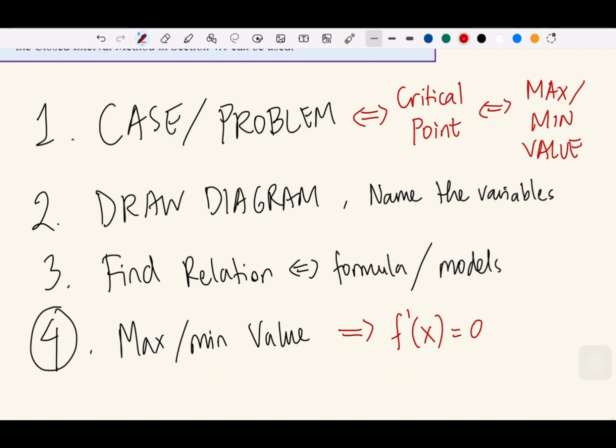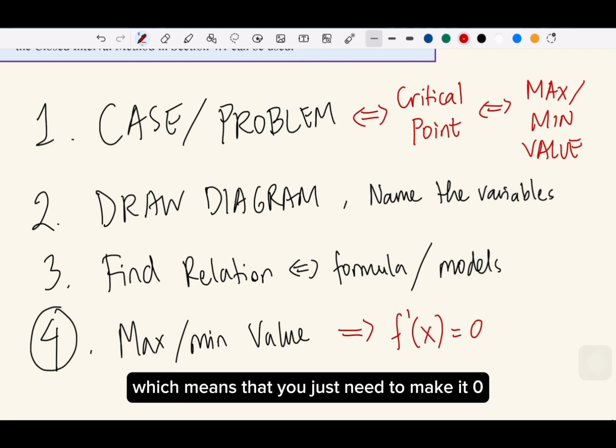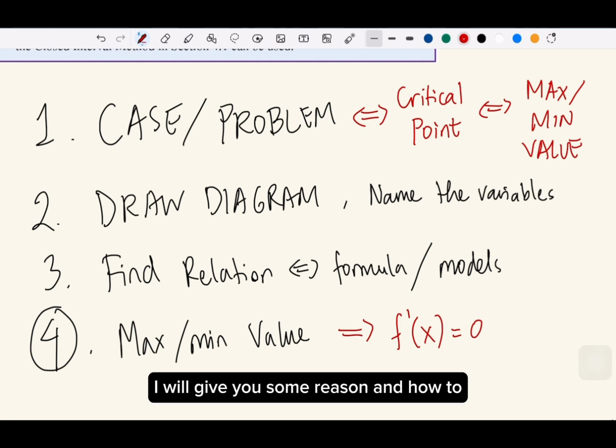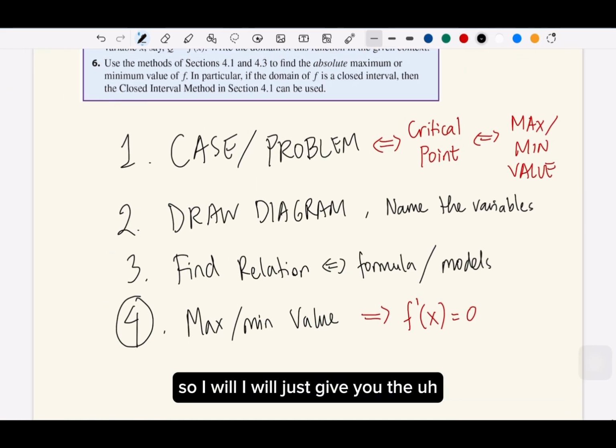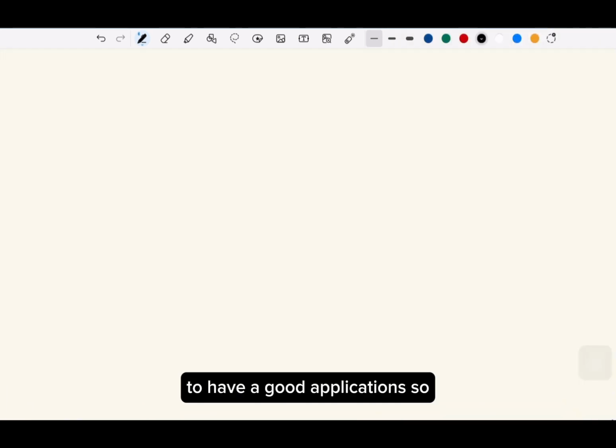And the questions within the textbook, if you read them, they will ask the right question. They will ask, for example, what is the minimum? Which means you just need to set the derivative to 0 and then find the x, and that x will give the minimum value. I will give you some reasons and how to know the core concept, and when the question is wrong, I will give you later. So I will just give you the idea with an example. I think that will be better, to have a good application.